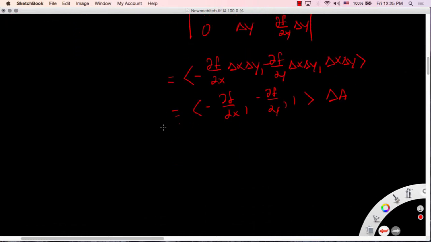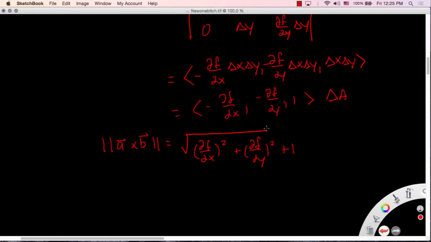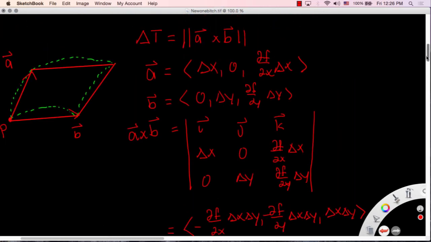What we want is the magnitude of the cross product, and we should get the square root of partial f, partial x, quantity squared, plus partial f, partial y, quantity squared, plus 1, multiplied by, oh, not dA yet, but delta A, since this is a discrete case. Now this is the area of one of the parallelograms.